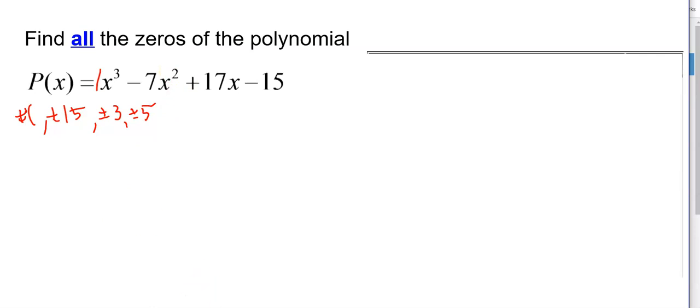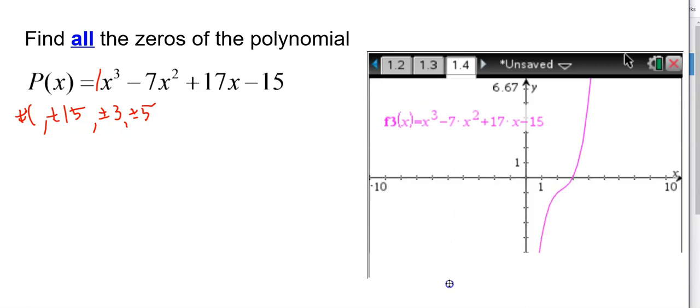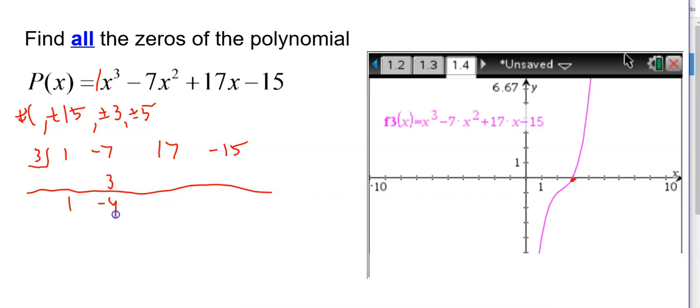Go ahead and graph this in your calculator. When you do, you're going to get something that looks like this. You can probably see that the solution looks like an x equals 3 right there. So I'm going to divide out of 3 and see if that works here. You would check it with trace probably to be sure, but I think that's right. 1, -7, 17, and -15. So 1, 3, -4, -12, 5, and positive 15 actually. 0. So remainder 0. And we get x and x squared.